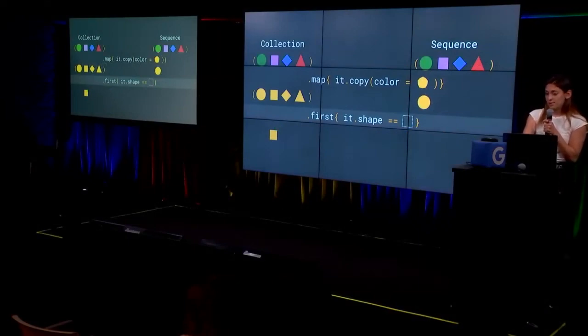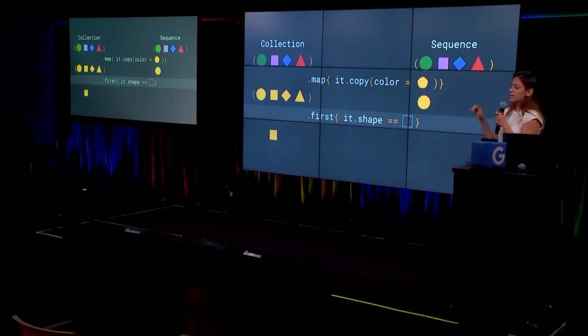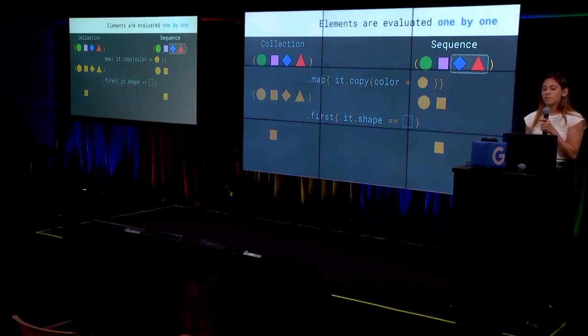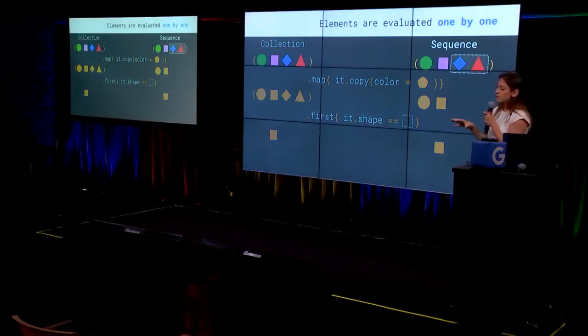What's the difference with sequence? With sequence, instead of converting the entire list, we're working on each element on the row. So first, we're getting the circle. We're making it yellow. Is this the shape that we're interested in? No. Next, we're going to the square. We're making it yellow. Is this the shape that we're interested in? Yes. So the difference between collections and sequences is that in sequences, the elements are evaluated one by one.